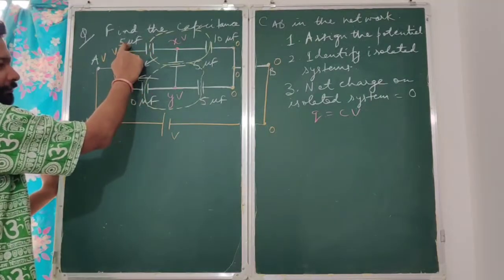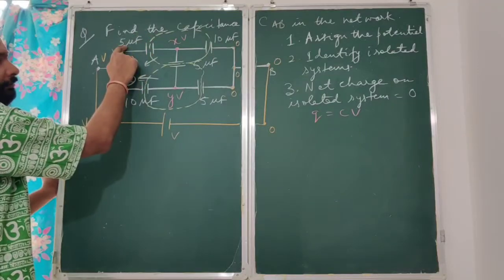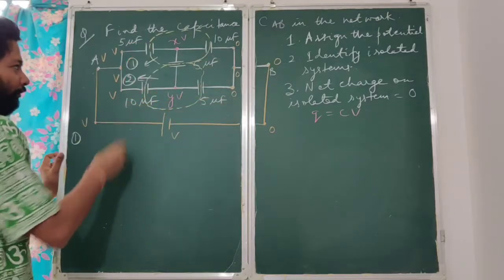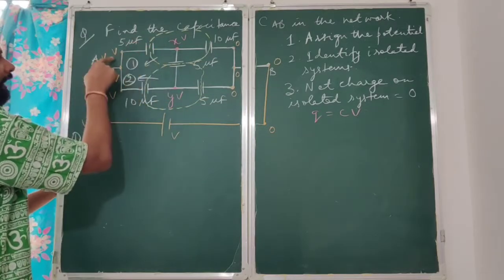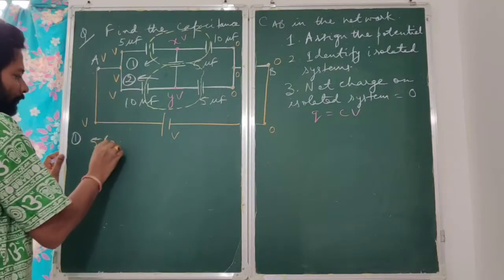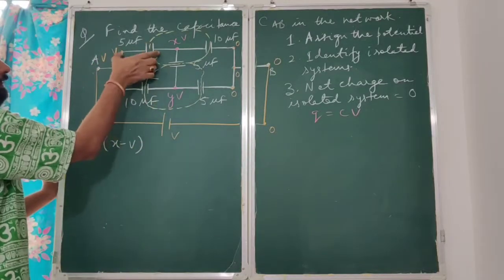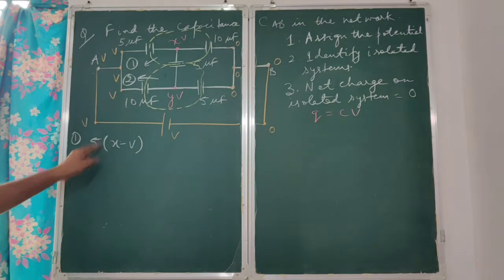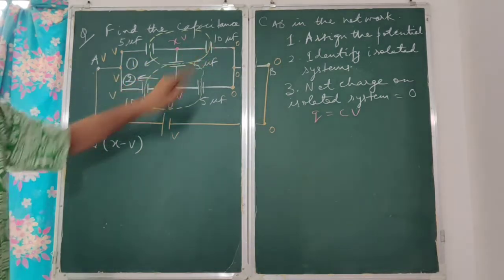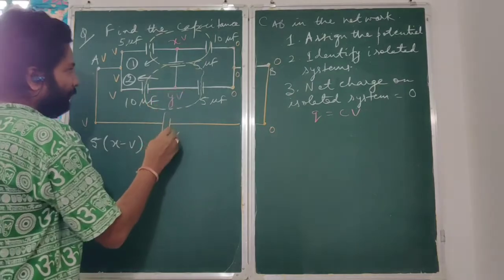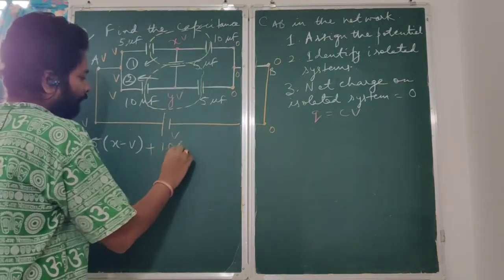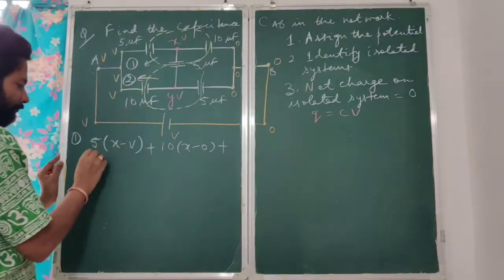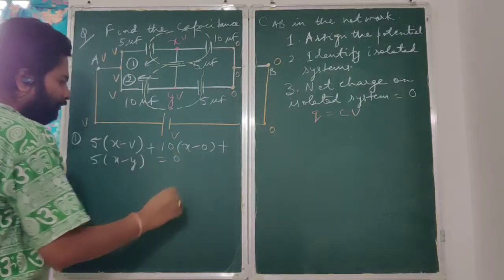We write it as x minus y, multiply it with 5. Are you able to understand? So you will get the charge. We can write 5 into x minus v. The potential difference is x minus v, 5 is the capacitance, so multiply it with the potential difference to get the charge on this. Similarly, for the other right hand side one, it will be plus 10 into x minus 0, plus 5 into x minus y. So this should be equal to 0.